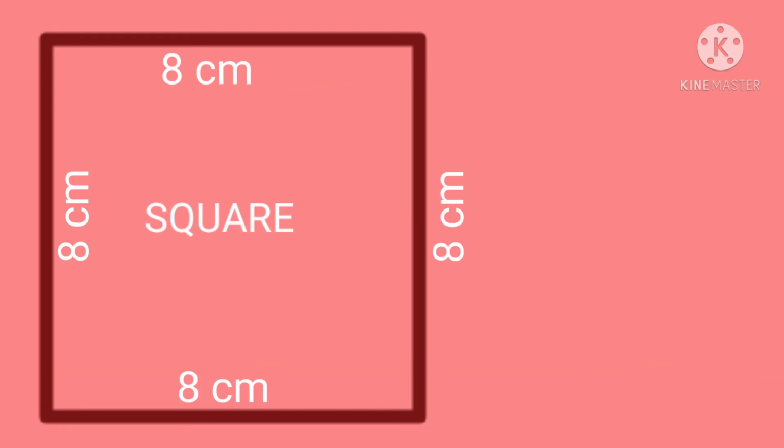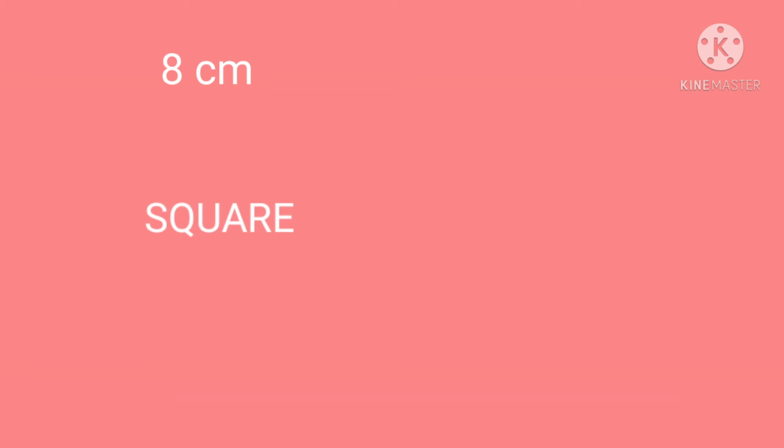Now, let us find the perimeter of the given square. The length of the side of the square is equal to 8 centimeter. So, the perimeter is equal to the total distance or the total length of all its sides. So 8 plus 8 plus 8 plus 8 is equal to 32 centimeter. So the perimeter of the square is equal to 32 centimeter.